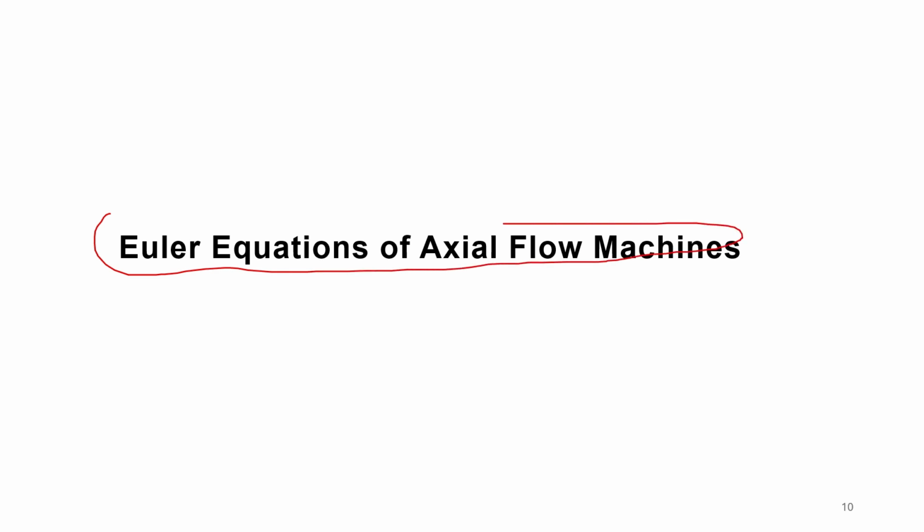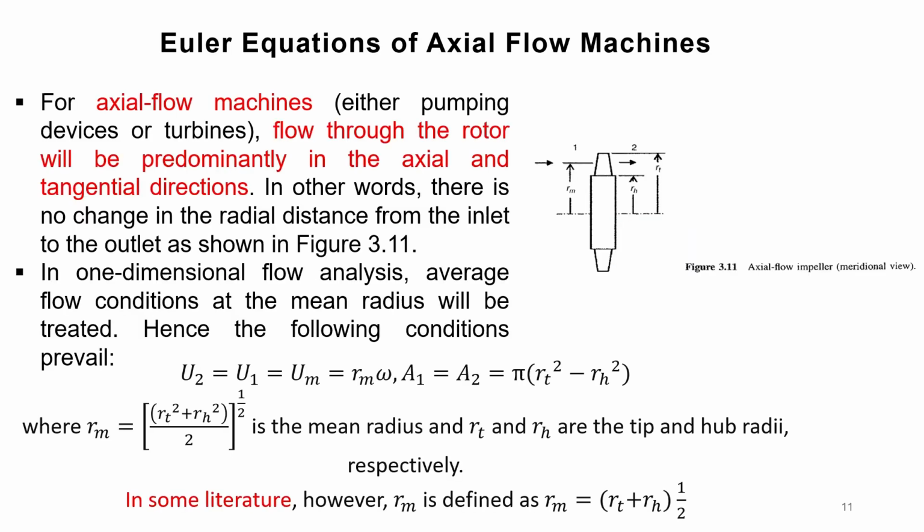Equation of axial flow machine. So we are right now moving from the general Euler equations of a typical rotor to the Euler equation of axial flow machine. So we are talking specifically right now about axial flow machines. In an axial flow machine, the flow enters the rotor axially and leaves axially.